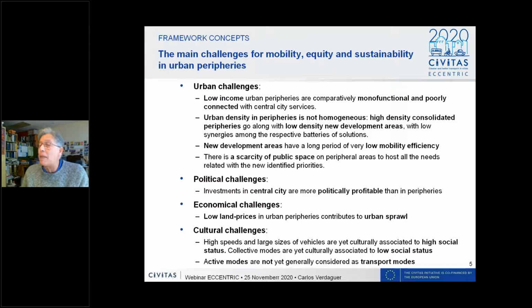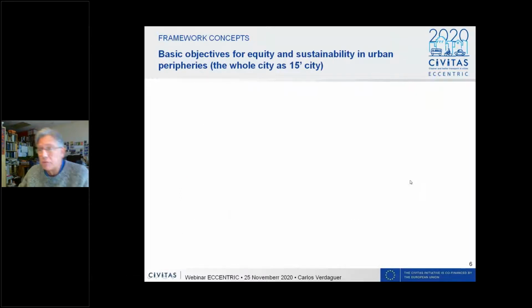Economical challenges, because low land prices in urban peripheries contribute to urban sprawl. Cultural challenges, these are related with the vision and the culture of mobility. High speeds and a large size of vehicles are yet culturally associated to high social status. So collective modes are yet culturally associated with low social status. And this is a general problem we have identified when we are dealing with mobility. Active modes are not generally considered a transport mode. I think this is changing very, very quickly, also thanks to the pandemics, and now in Spain something has changed in this respect.